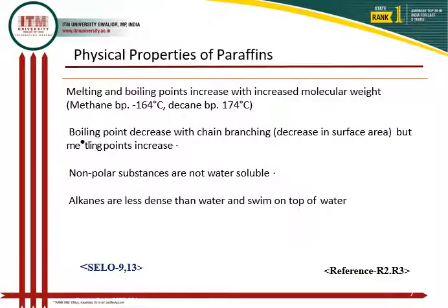Now let's discuss the physical properties of the paraffins. The melting point and the boiling point of the paraffins increase with the increased molecular weight. Here we can see one example, methane with 1 carbon atom, whose boiling point is -164 degrees centigrade. And another example is decane, where the number of carbon atoms is 10. Its boiling point is 174 degrees centigrade.